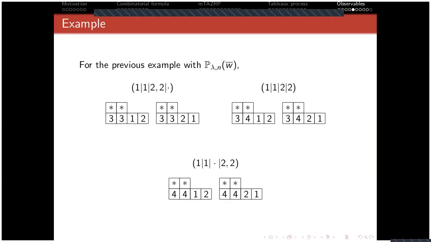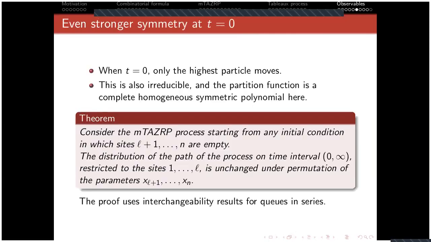So in this example, one can easily show that this is symmetric in x. And there is an even stronger symmetry at t equal to 0. So if t is 0, none of these transitions can happen. Only the topmost guy at every site can make a transition. And in this case, also one can show that it's reducible, and the partition function is also H lambda, complete homogeneous.